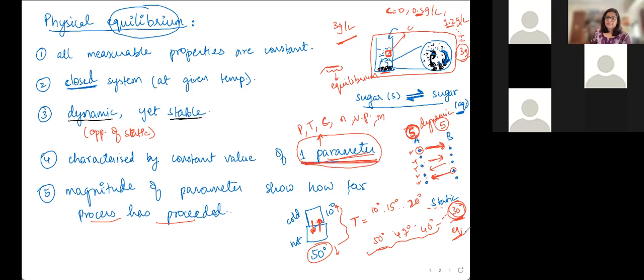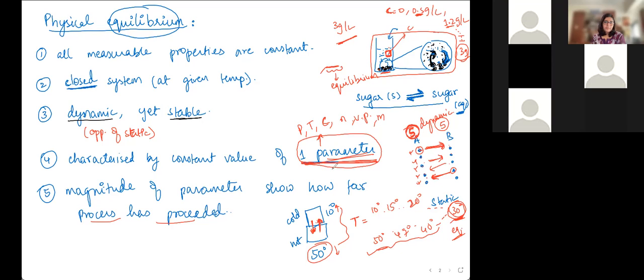Ma'am, could you explain the concentration wala example? Explain concentration, matlab what part were you not able to get, Kaveri? This magnitude of parameter thing that you explained for 0.5, 1.2 gram per liter, I didn't get that.